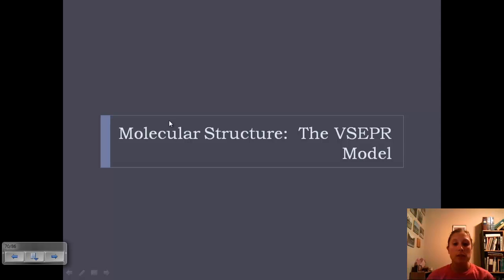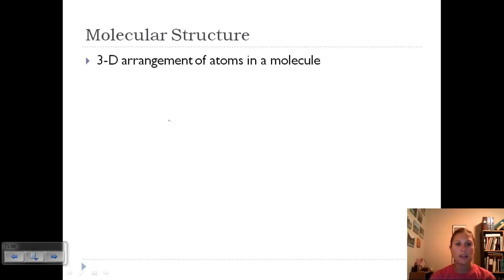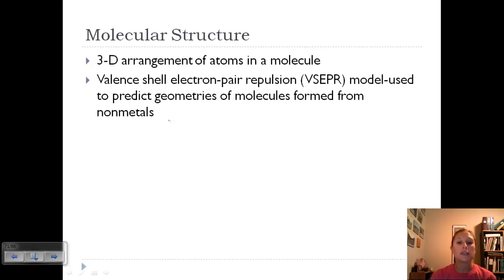So today we're going to finish up the final section of the bonding unit, talking about the VSEPR model. VSEPR is basically a 3D arrangement of the atoms in a molecule. We use VSEPR, which is called valence shell electron pair repulsion, and it's used to predict the geometries of molecules that are formed from nonmetals.